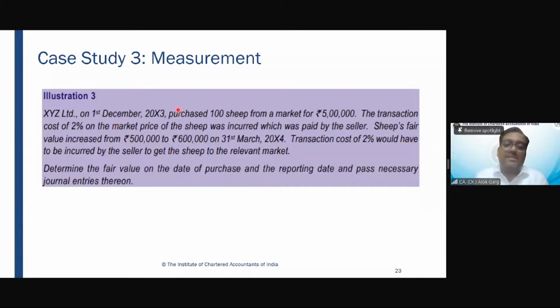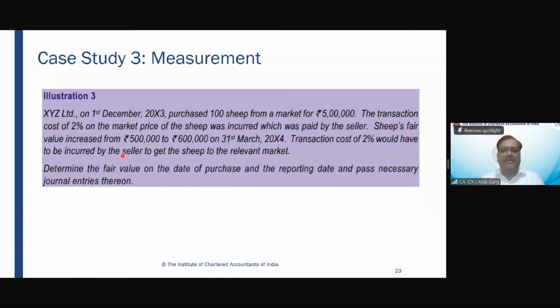XYZ Limited on 1st December purchased 100 sheep from a market for rupees 5 lakh. What is the price per sheep? 5,000. Okay. The transaction cost of 2% on the market price of the sheep was incurred, which was paid by the seller. Means not the buyer, not by us. Not by XYZ. But what is the cost to sell which the seller has to pay? 2% of 5 lakh. And what is this 2%? 10,000.